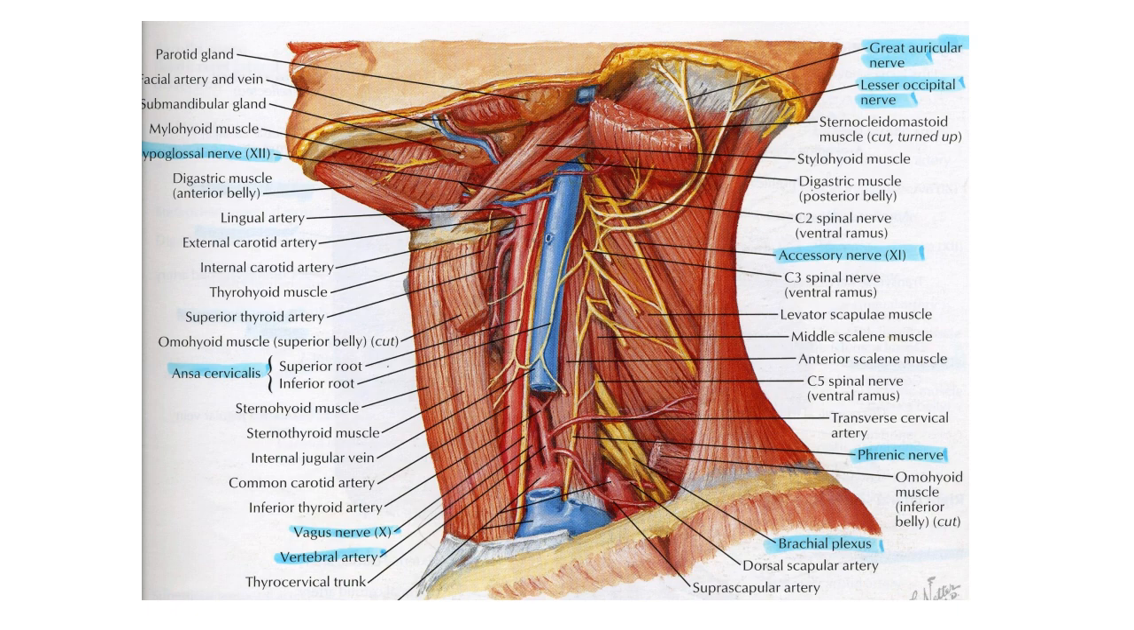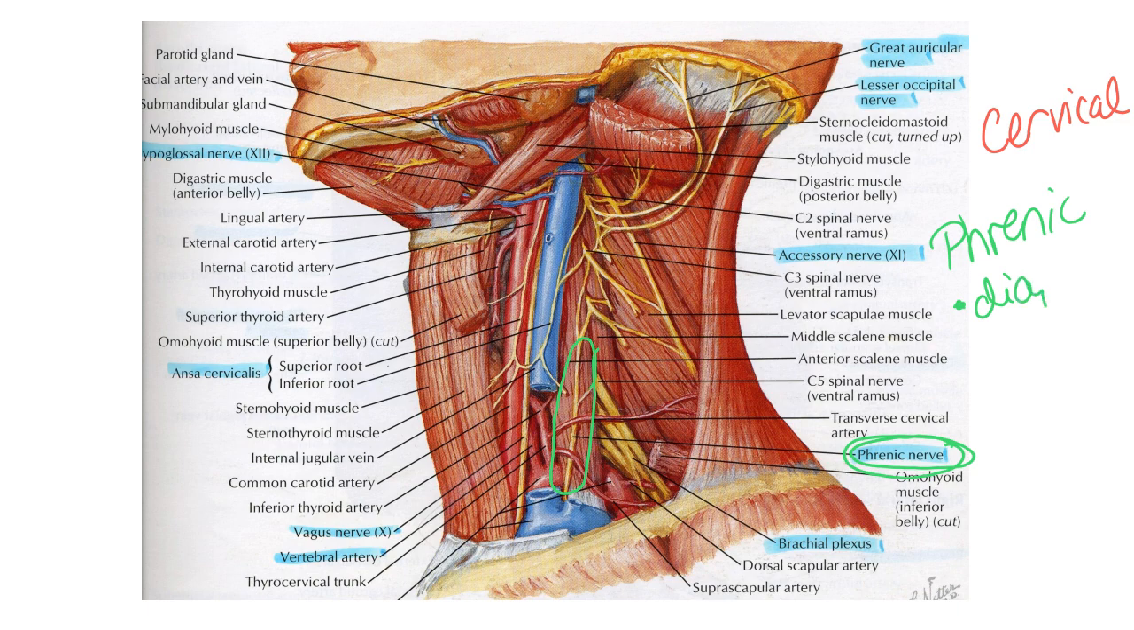Okay, so we're going to look at the cervical plexus first. We're only going to pull one nerve out of the cervical plexus. Let me change my color so you can see it. That is the phrenic nerve, and it's this one right in here. The phrenic nerve is such an important nerve, and this one I'm going to go ahead and tell you what it does, because it controls the diaphragm.